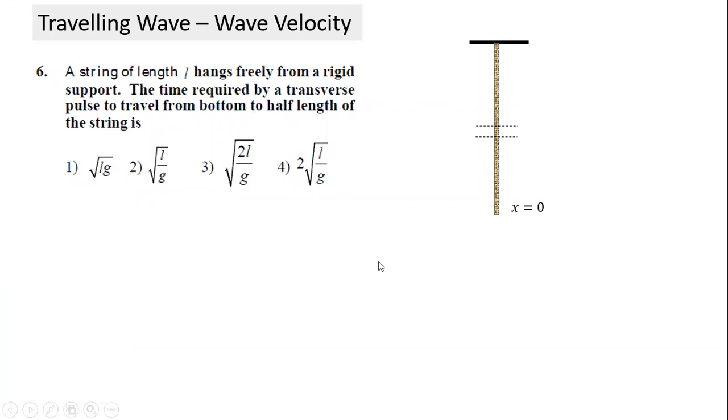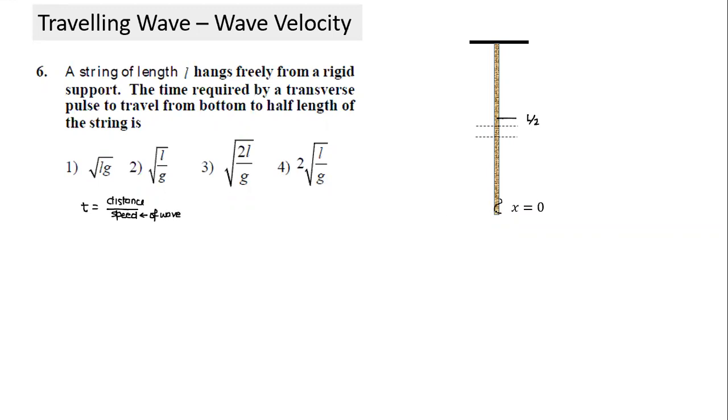First thing we understand here: if it is a taut string and I give one jerk here, the oscillation will travel up at a certain speed. So how do we calculate the time? Let's say this is the point at L by 2. How much time will it take to reach from here to here? Whenever we calculate time, time is equal to distance by speed. The only problem is, when the wave travels here, which speed do we have to take? We have to take the speed of the wave.